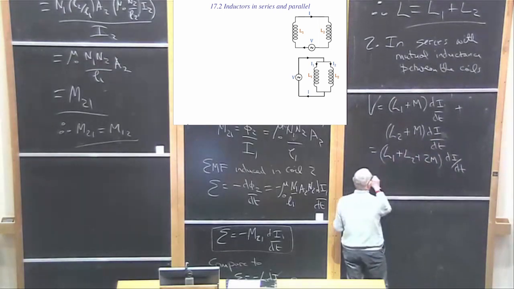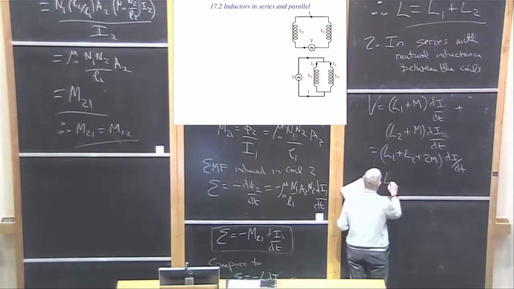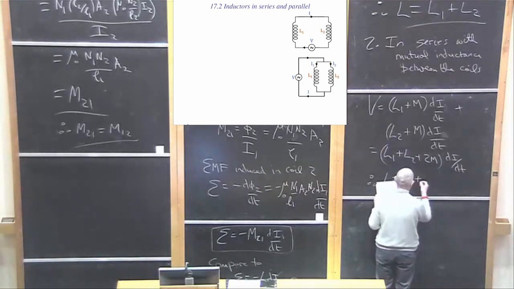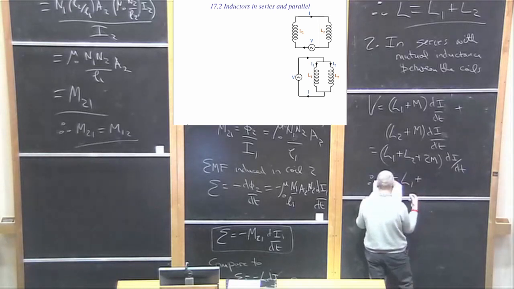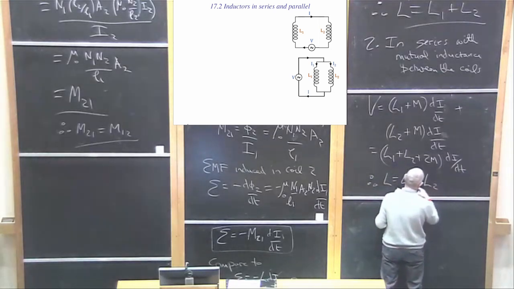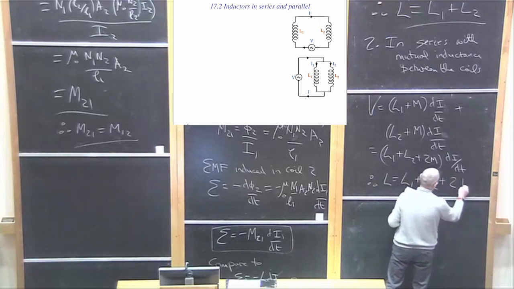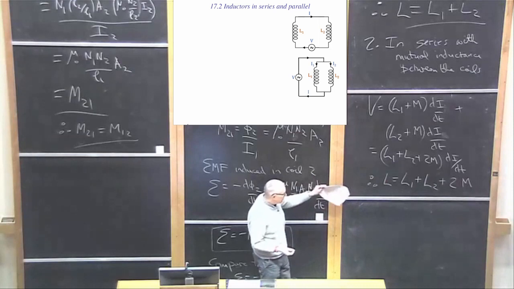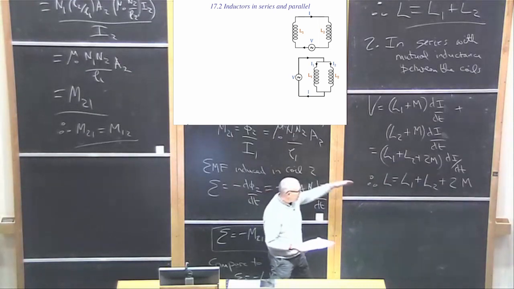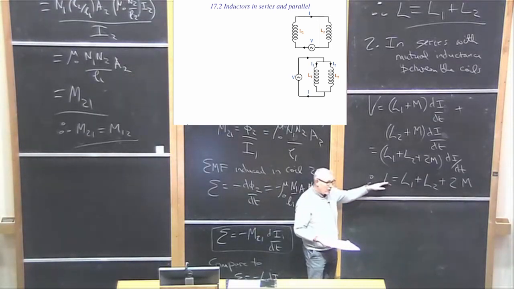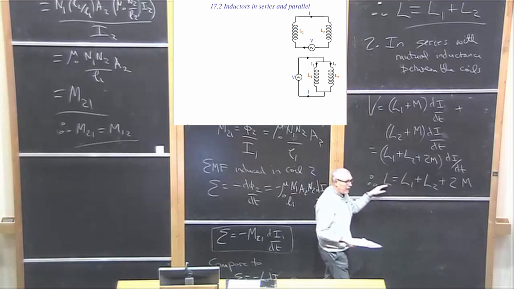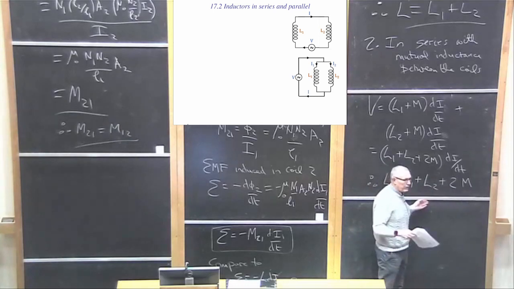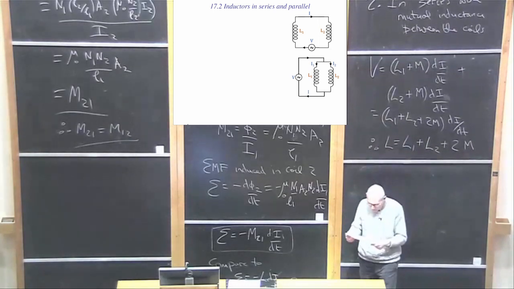Therefore, the total, I call it L here, but it's the total term that's impeding the change of current. So you add up the inductance and you add up 2 times the mutual inductance. So the total, you can rewrite this as L, the total in the di by dt term, is L1 and L2 plus twice any mutual inductance between them.